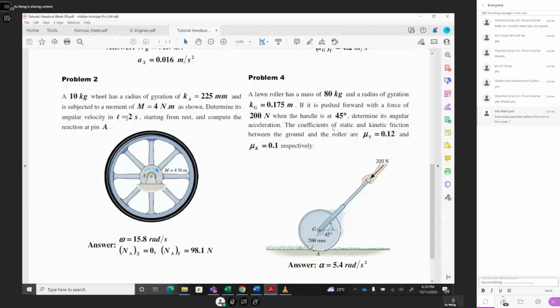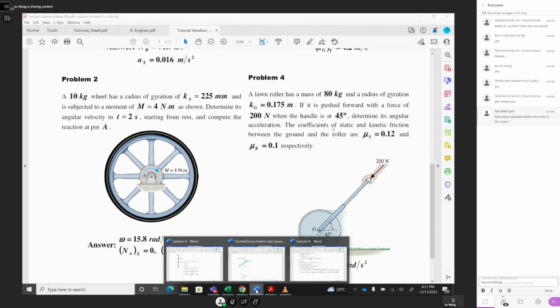Straight away you can see that you have the moment M multiplied by time, which is the angular impulse, and it should be equal to I omega, since you start from 0. Omega is what you want to find. What is I? I is m k_A squared. Straight away you can find omega. Very simple. So how can we solve this one?